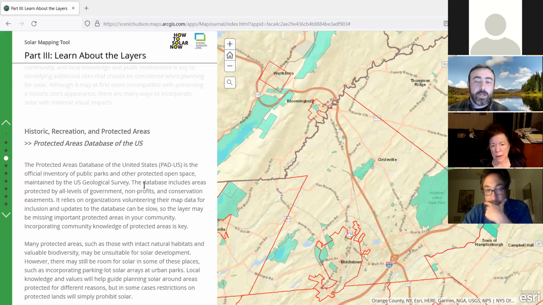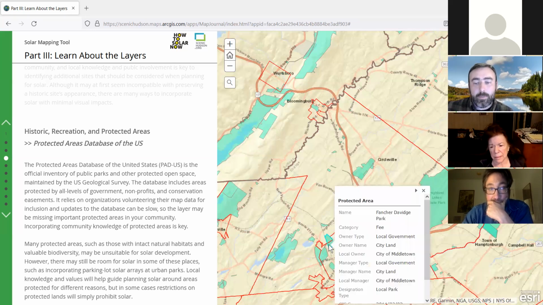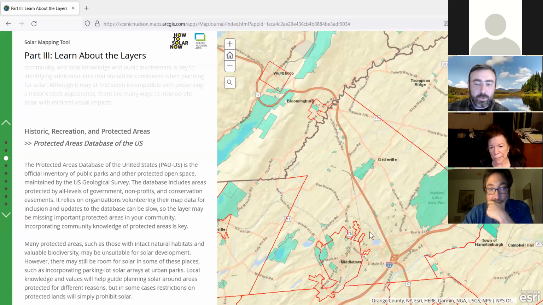And so again, when you see these polygons, these shapes on the map, and you can click on them and get more info, it's not to say don't put solar anywhere near here, but to ding a little bell in your head that says, I should figure out what this site is and think about what its importance is. Is a public lookout or viewpoint important for this site, or is it a small historic house in the middle of a city, and it doesn't really matter if there's a solar facility a quarter mile away?